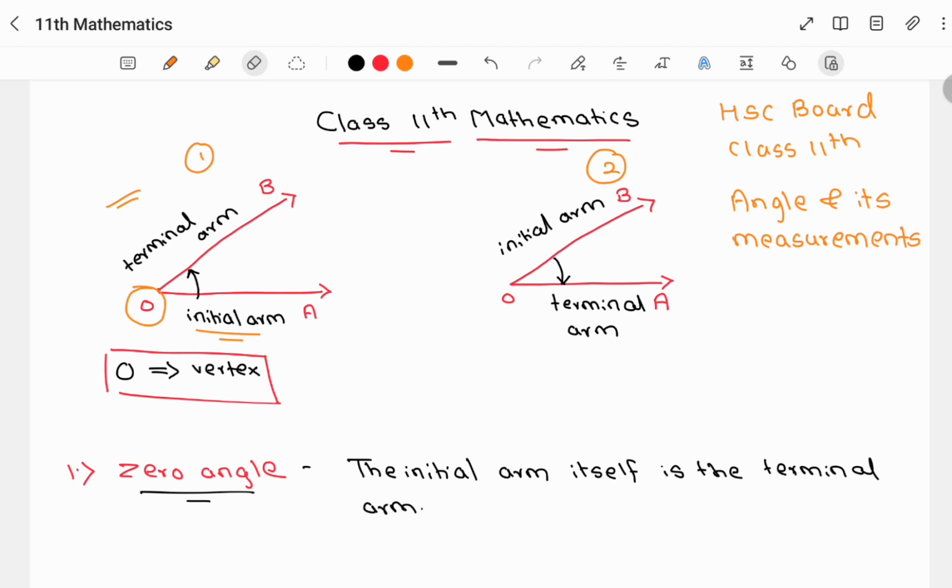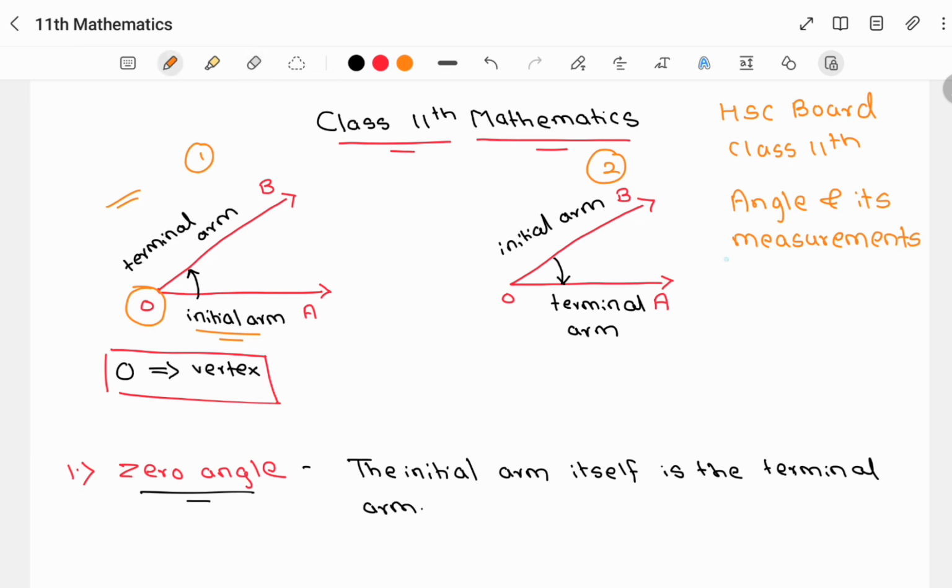In figure number 1, the initial arm is OA and it is rotating in an anti-clockwise direction to reach the position OB. On the right hand side in diagram number 2, we have OB as the initial arm, which is rotating in the clockwise direction to reach the final position of the terminal arm OA. So we have two senses of rotation, a clockwise rotation and an anti-clockwise rotation.